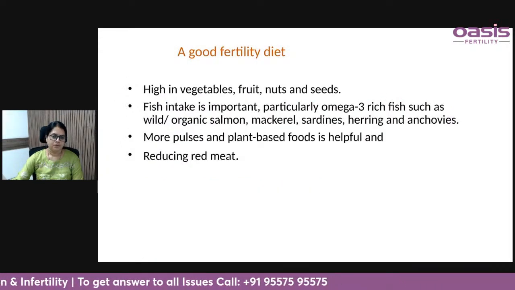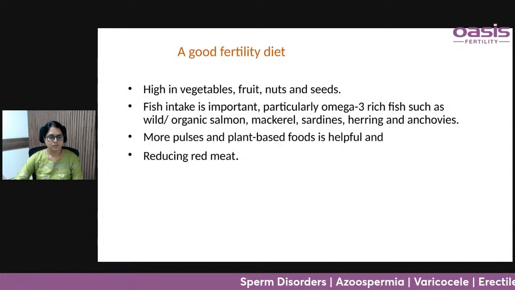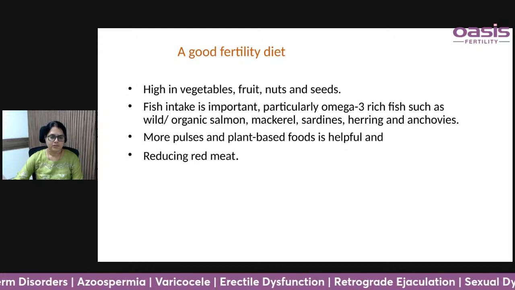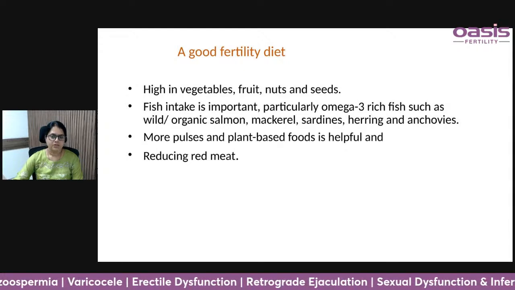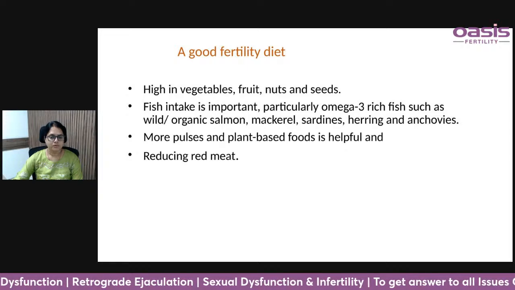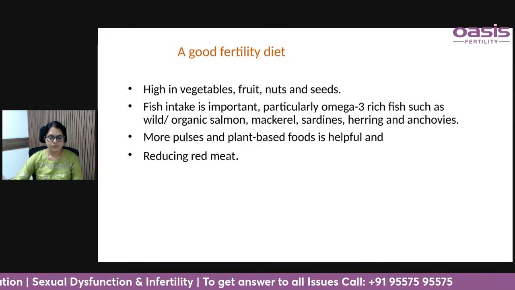And even a good fertility diet is very important, like a diet which is high in vegetables, fruits, nuts, and seeds. Then fish intake is important, particularly omega 3 rich fishes. Then more pulses and plant-based foods are very helpful, and the patient has to reduce red meat.